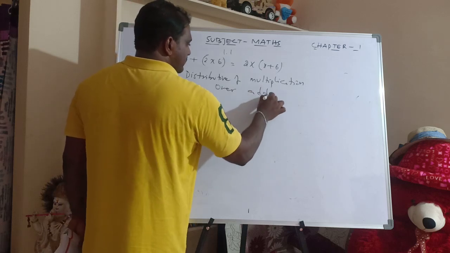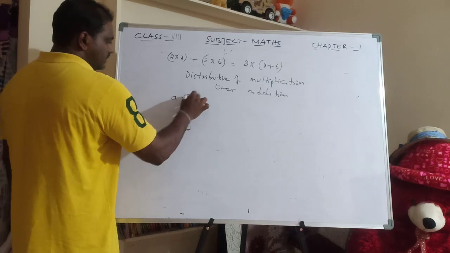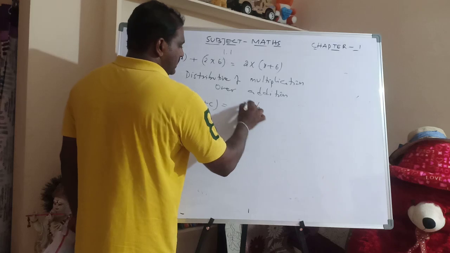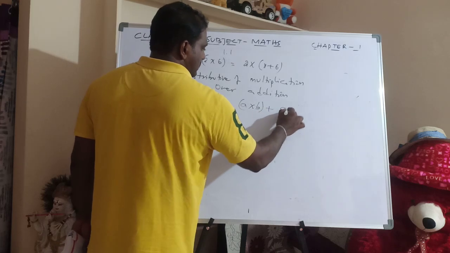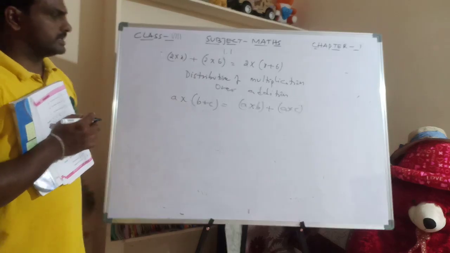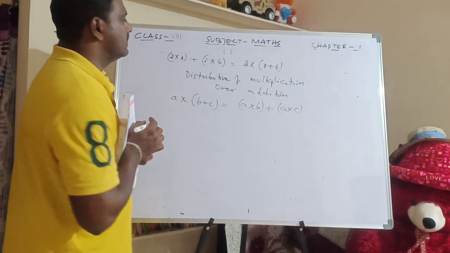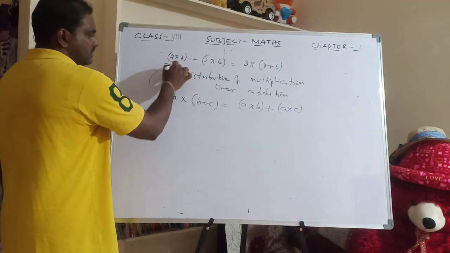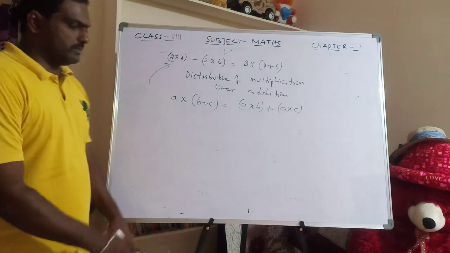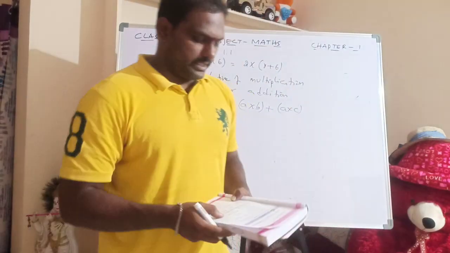Actually in this case it was given in reverse. So what is the formula actually? a into b plus c is equal to a into b plus a into c. This is the formula actually. Here it was given in reverse. That means 2 into x plus 2 into 6 is equal to 2 into x plus 6. Both are the same. If we take this, you will get this. If you take this, you will get this. Both are the same. So that's all. So this is about the first bit.